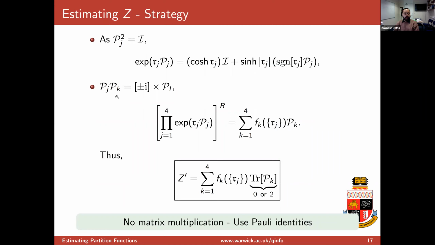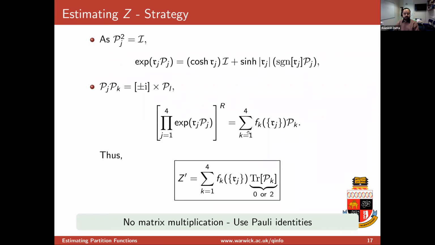So that's one identity. The second identity, of course, is that the Paulis form what is mathematically known as a group. So the product of any two Paulis is the third Pauli, often with a plus or minus i sign. So this kind of product raised to some power is going to be, in the end, a sum of at most four terms, with identity, X, Y, or Z, and some complicated functions F, which are basically the product of the sine and the cosine hyperbolics.